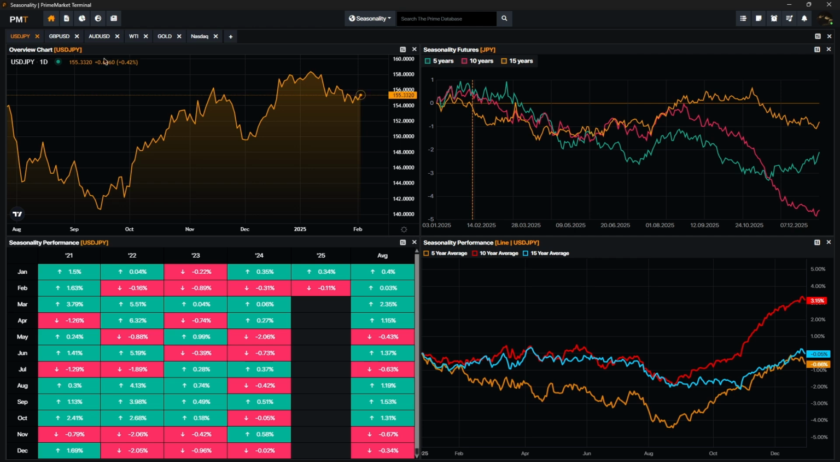So the first widget we have here is just an overview chart showing price action. That's not much, but right here we have a heat map showing the seasonal tendencies for the past 4 years, right? So I'm not the biggest fan of using seasonality to trade currencies because I believe those are more aligned with what's happening now in the economy and other fundamentals, but you can probably catch patterns with seasonality using currencies.